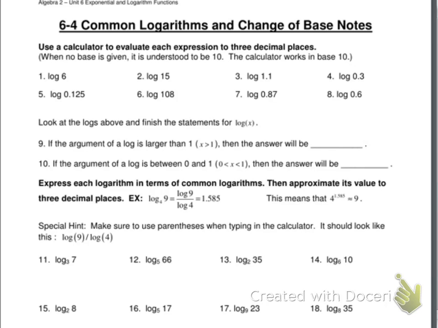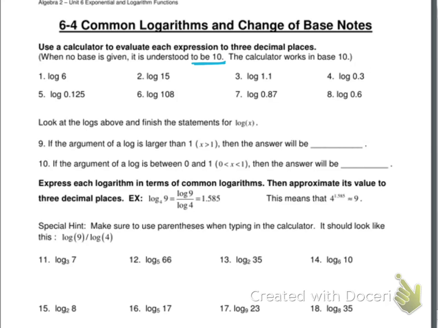Okay, so today, or this next lesson, we're going to look at common logarithms and change of base. And these are just two new terms with logarithms. So first, when we talk about common logarithms, they are anything that has a base 10, meaning that we don't put a base.